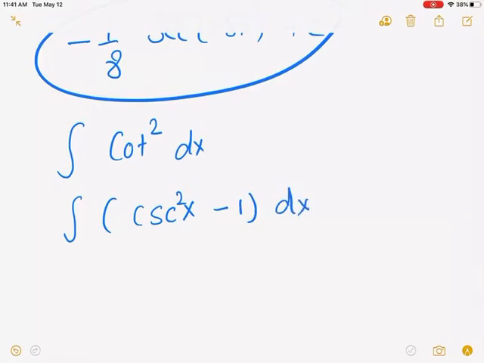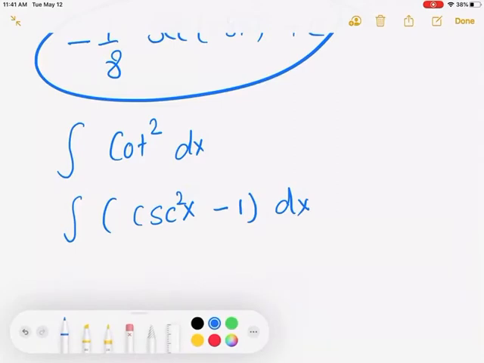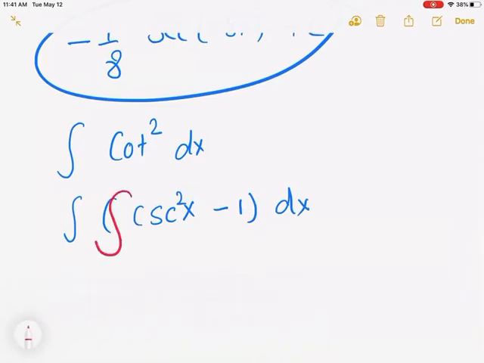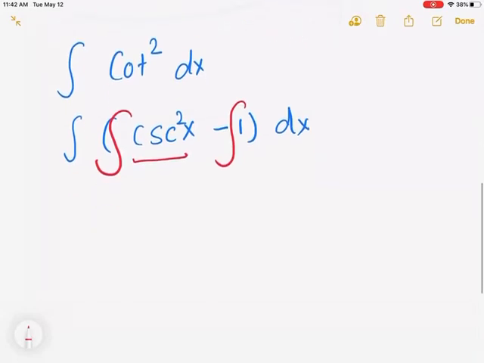Now this is just like a normal equation. This is where I would just split it up into two different pieces. So I would have the integral of this piece and the integral of 1 here, and then just go from there. We do have a rule for cosecant square, so you could just apply that. So that's how I would attempt this one.